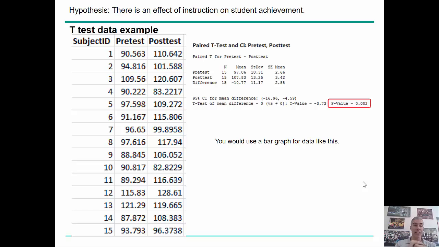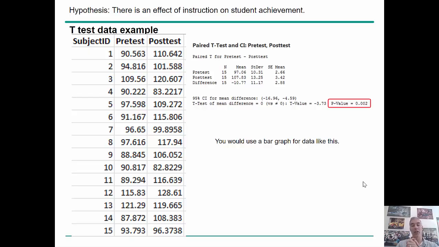So we have subject ID. These are students, and we're testing the effect of teaching on achievement. So you can see each of those are individual students. They don't have actual names associated with them, but they are linked to their pretest and post-test grade after, I would assume, several weeks of instruction. So there's their pretest grade, number 1, 90.563, post-test grade, 110.642. And you put that and you go down the whole entire thing.